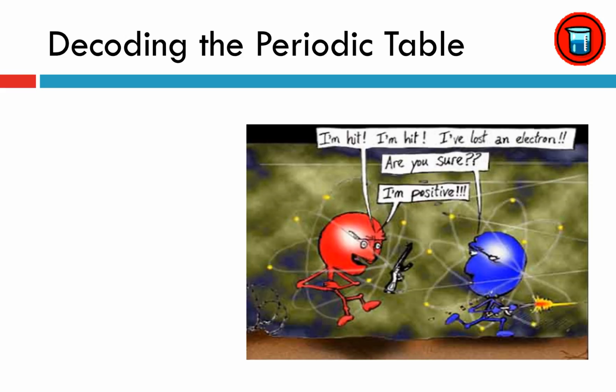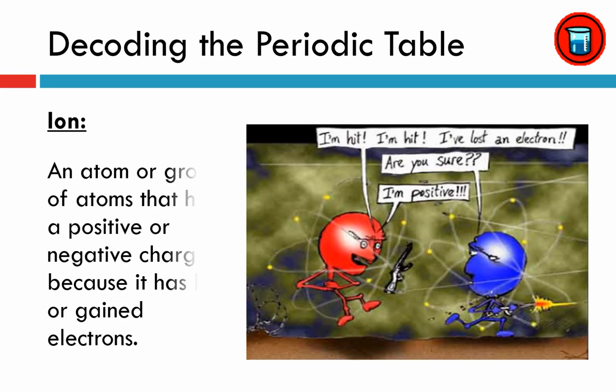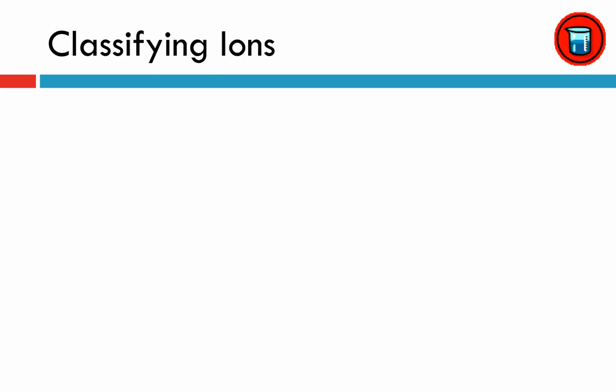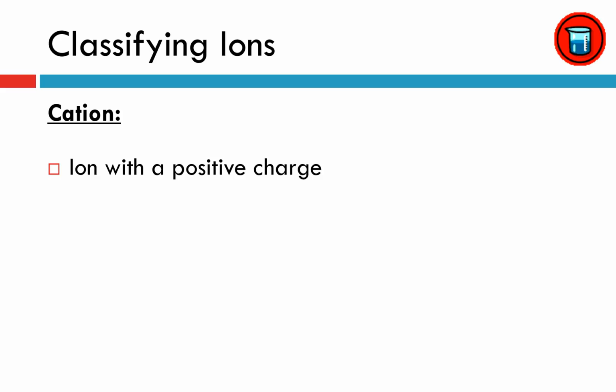If an atom gains or loses an electron, we no longer call it an atom. Instead, we call it an ion, and ions are simply atoms or potentially groups of atoms that are charged. The charge can either be positive or negative because it has either lost or gained electrons. So a little bit more about the terminology of ions. We have cations, and cations are ions with a positive charge.